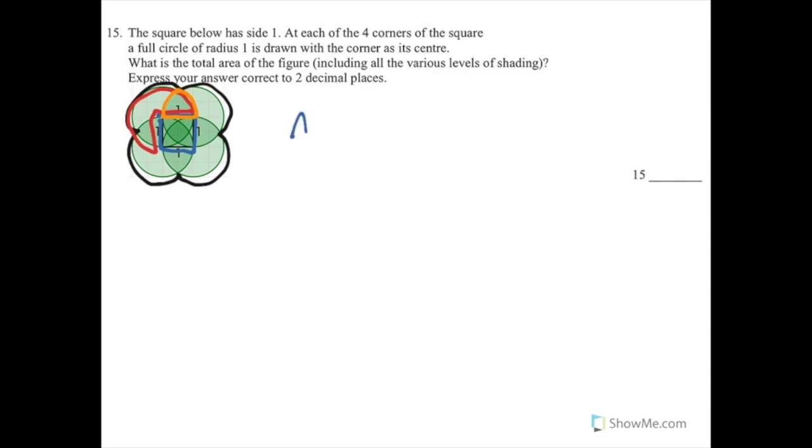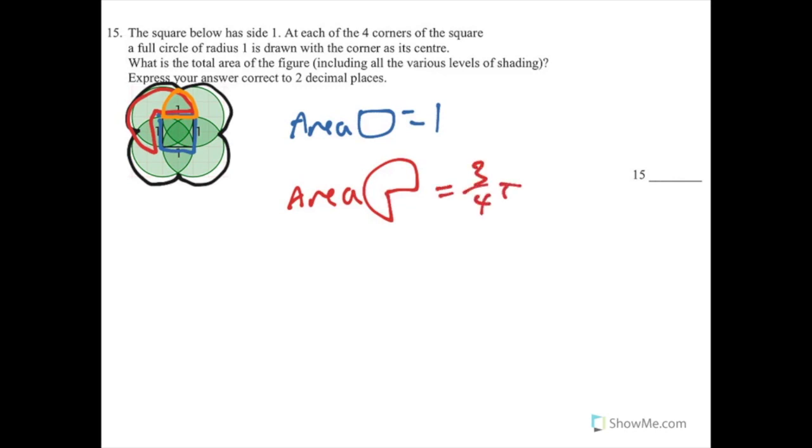Now the area of the square is simply 1, and the area for each of these is 3/4 pi, since it's 3/4 of a circle of radius 1. The tricky one is to find the area of one of these shapes. Now we can further break this down into various shapes and calculate the total area from there.